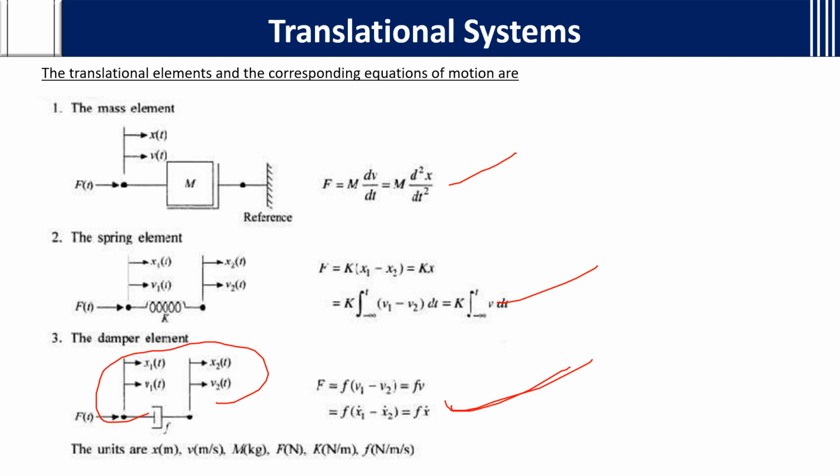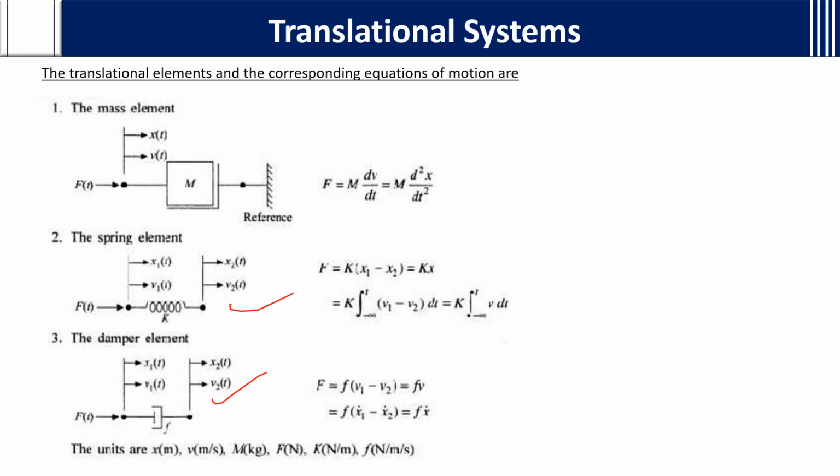Then there is the damper element. The damper element is also represented by f or B. If they have given B in the question, consider that as B. If it is given as f, consider it as small f. And it is the same as the spring element.